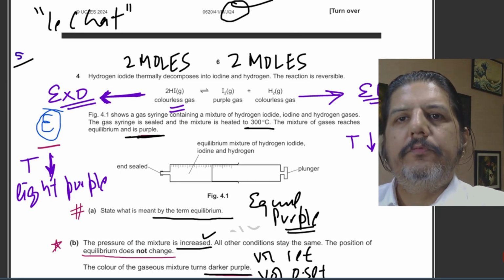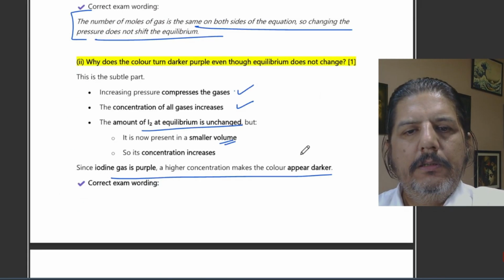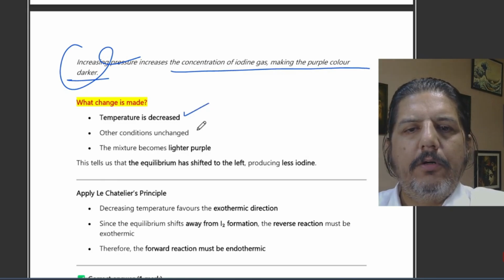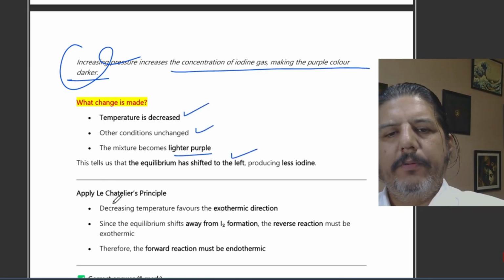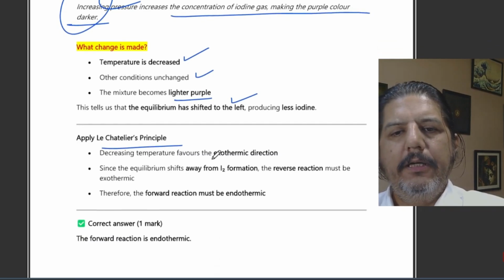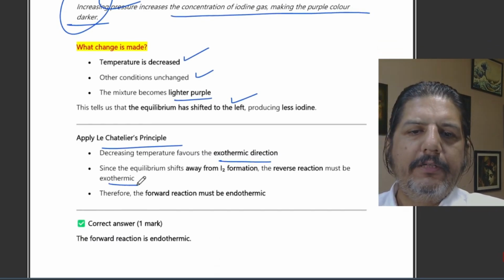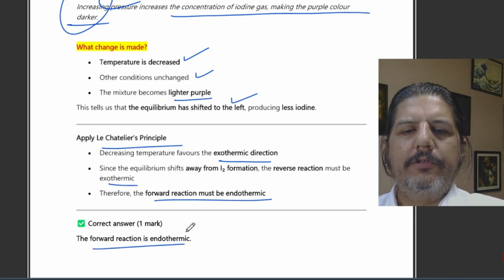I hope you have understood the discussion. The temperature is decreased, the mixture becomes lighter purple as to the left. So applying Le Chatelier's principle, decreasing temperature favors the exothermic reaction. So from I2, reverse must be exothermic, therefore forward must be endothermic, therefore the forward is endothermic.